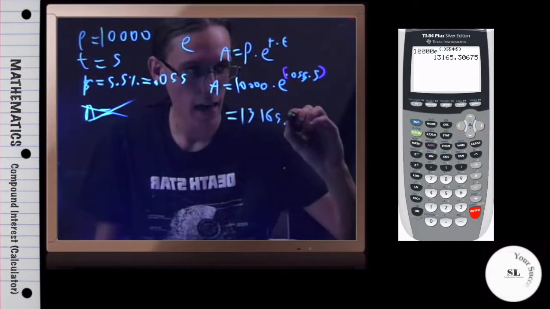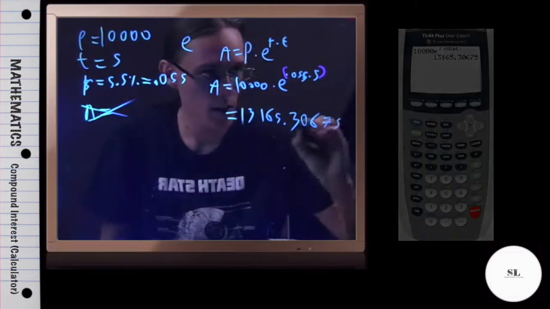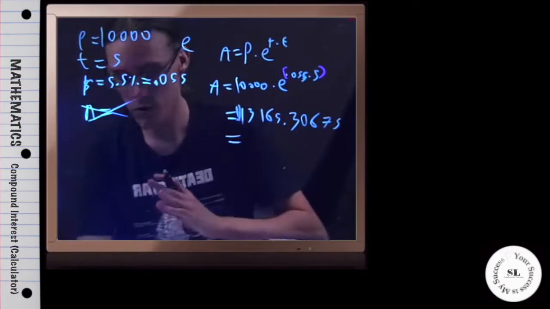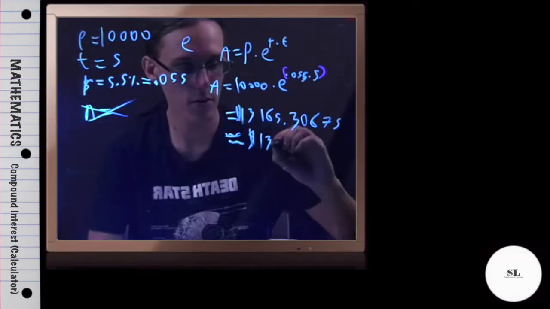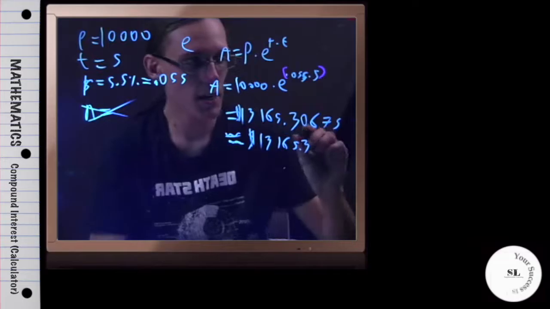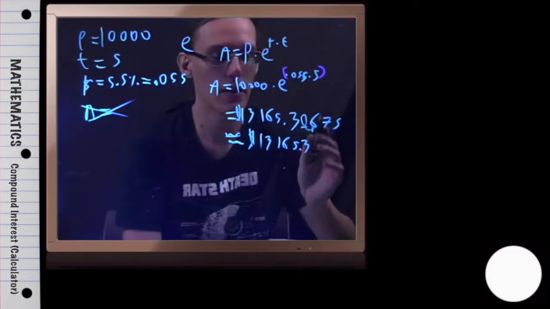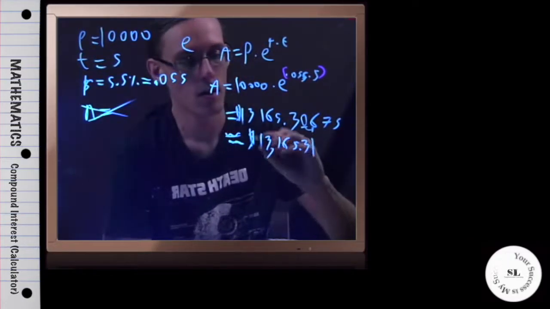$13,165.30675. Now, of course, anything with money, you want to round it to the nearest cent unless you're told otherwise. So this is approximately $13,165.30, and then I'm looking here at the 6. Well, that's 5 or bigger, so I'm going to add 1 here. So it's not 30 cents, it's 31 cents.